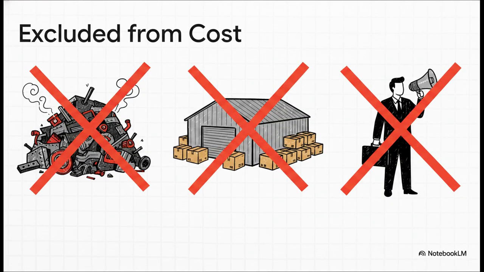We have to strongly contrast that with what is explicitly excluded. Say you have a massive power outage and ruin a ton of raw steel. That abnormal waste is excluded. It hits your P&L immediately. What about storage? General warehouse storage for finished goods is excluded. Only storage costs that are absolutely necessary during a multi-stage production process can be capitalized. And administrative overheads or selling costs? Completely excluded. Keep them completely off the inventory valuation.